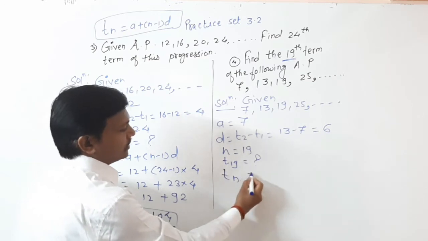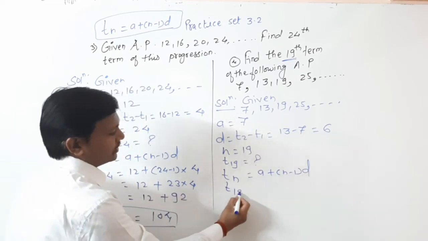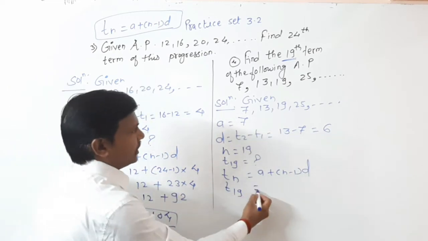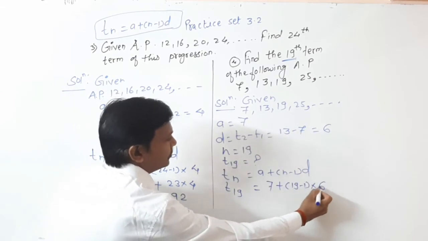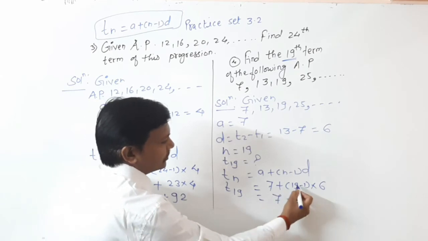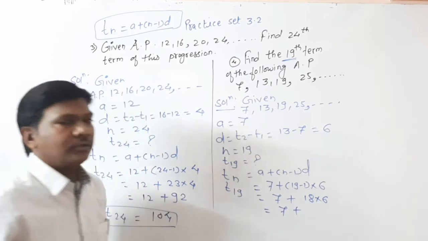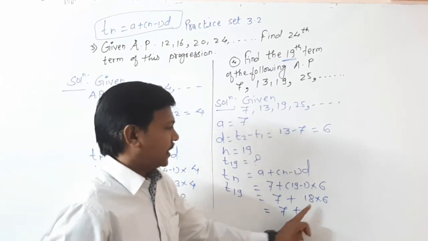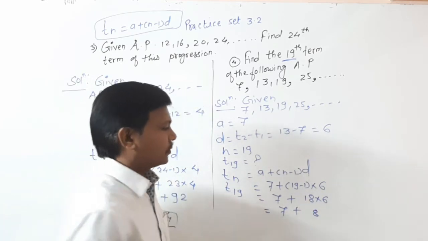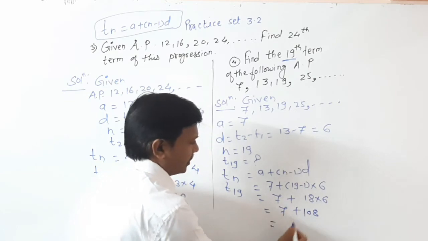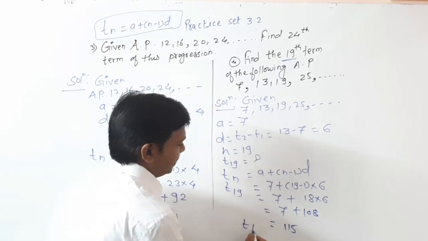So formula Tn equal to A plus (n minus 1) into D. So T19, that is A, A means 7, plus 19 minus 1 into 6. So 7 plus 19 minus 1 that is 18 into 6. So first we multiply and then add this 7. So 6 8s are 48, and then 6 1s are 6, plus 4 that is 10, and their sum is 115. So T19 equal to 115.